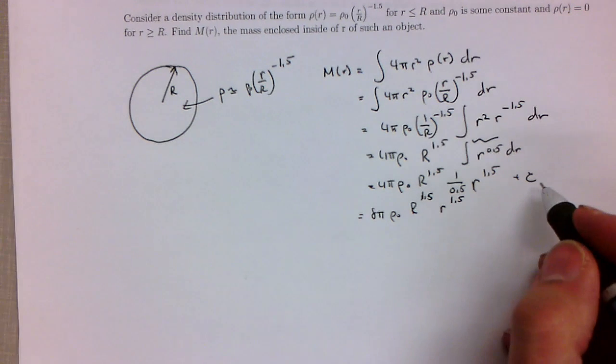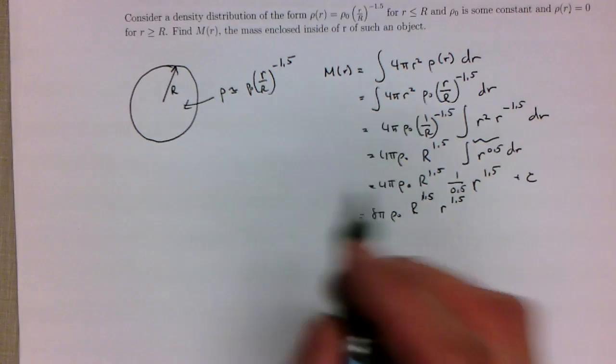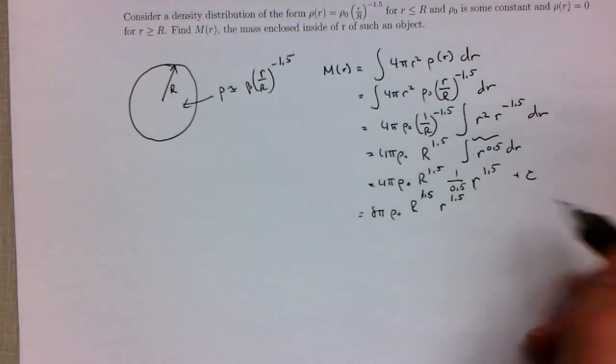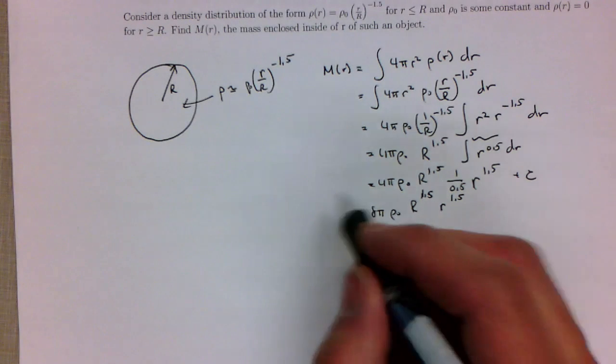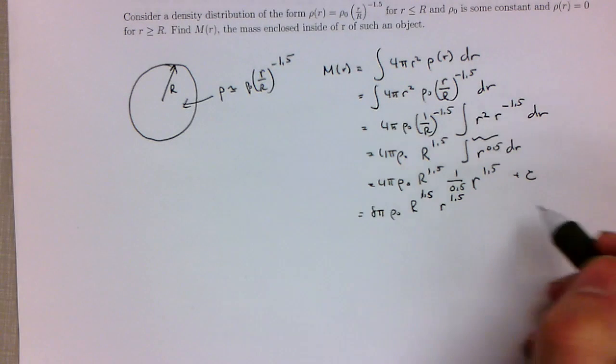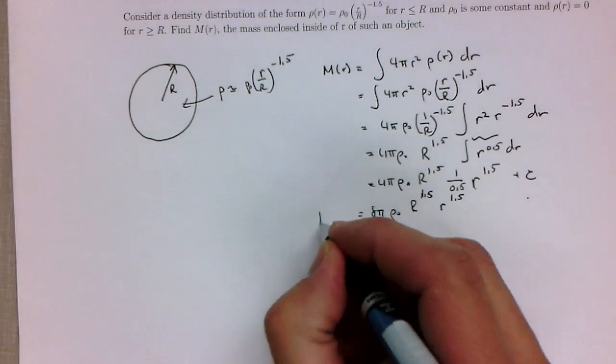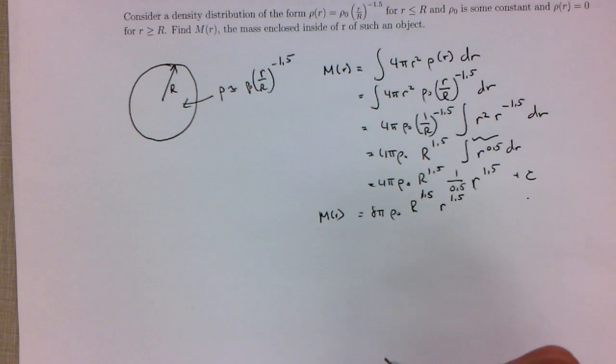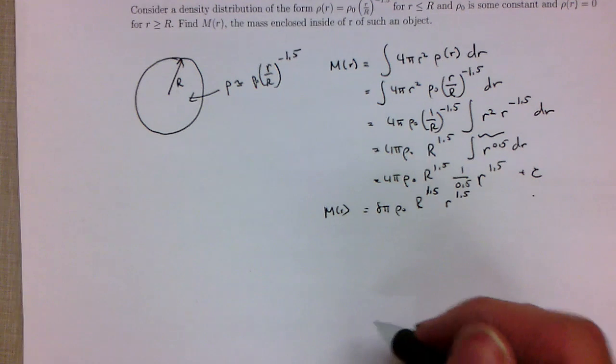Now c is something you can just determine. Imagine r equals 0 at the very center. What's the mass you have? 0. M(r) should be 0 at r equals 0. So therefore c is equal to 0. So that's your final answer. Something like this is acceptable, but you can actually get something a little further along.